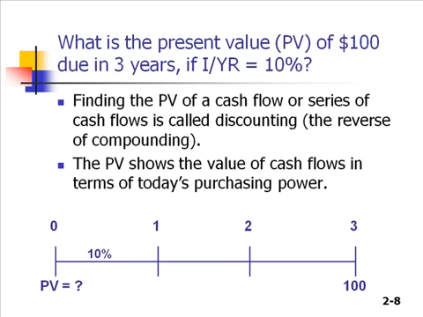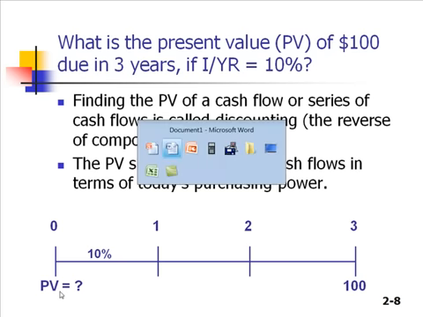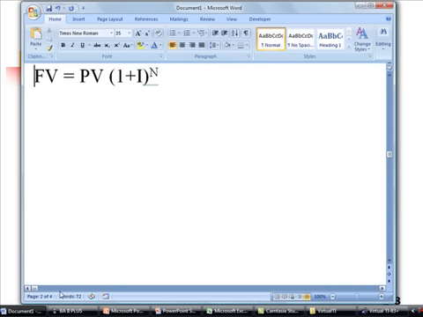Well, the good news is that this is actually very easy. We just have to turn things around. So you remember this formula? The future value equals the present value times 1 plus I to the n. We can simply turn that around and solve for the present value. So we need to get rid of this 1 plus I to the n factor on this side of the equation. How exactly would we do that?